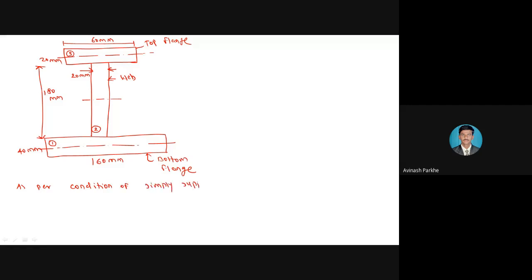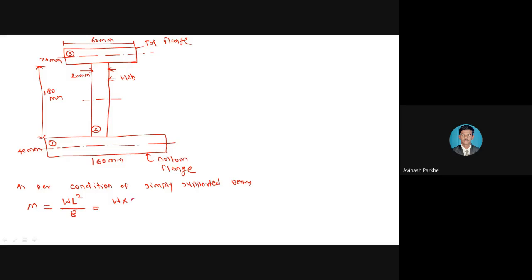Of simply supported beam, capital M is equal to, what is the formula for the simply supported beam with UDL? What is the formula for the simply supported beam subjected to UDL on entire span? What is the M formula? WL square upon 8. Please check that list I have given. WL square upon 8. But here the W is not given. So keep that W as it is.